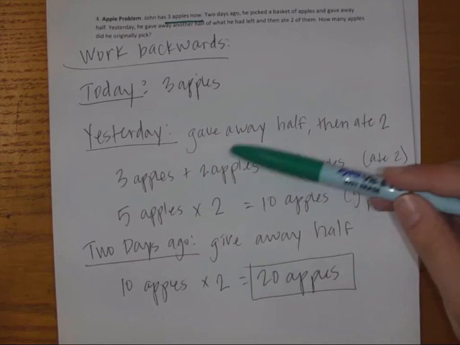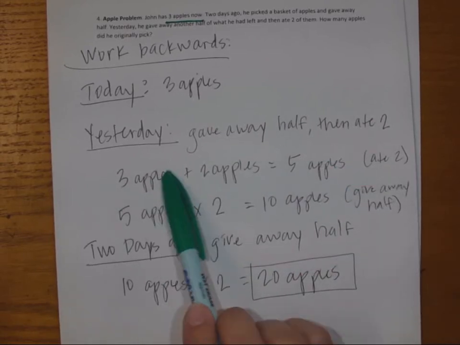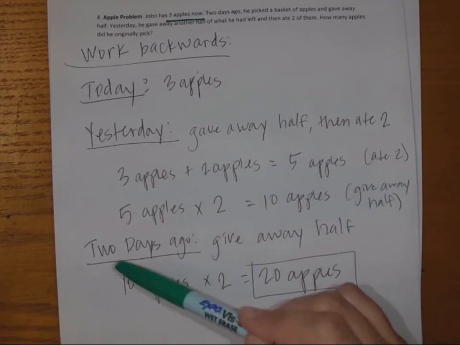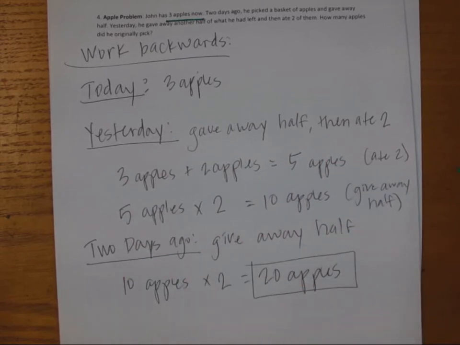Okay. With all this, you could draw pictures if you wanted to. You could draw 3 apples here, add 2 to it to show 5, 5, double it, get 10, so on and so forth. But we can check our work, make sure our solution's a correct solution.